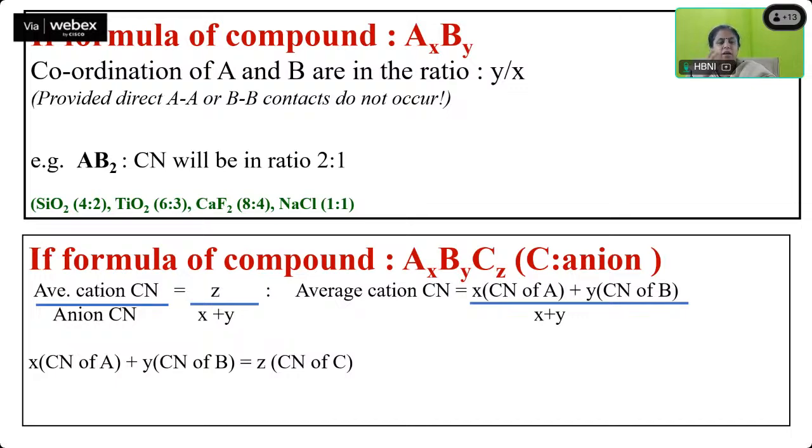What do we understand? If the formula of the compound is, let's say, AXBY, then it's very natural to understand the coordination. Now, see, all these guidelines help you. You do single crystal XRD, or whatever XRD you want, or neutron diffraction.